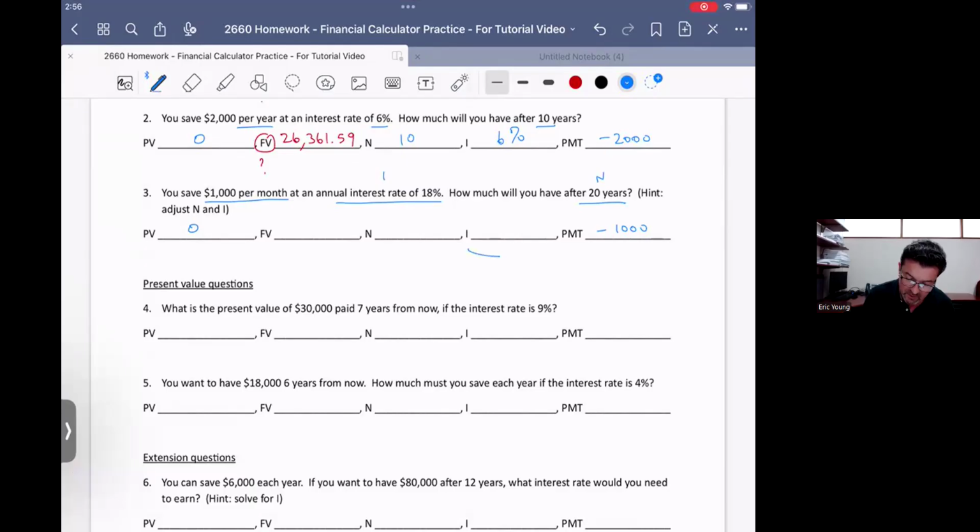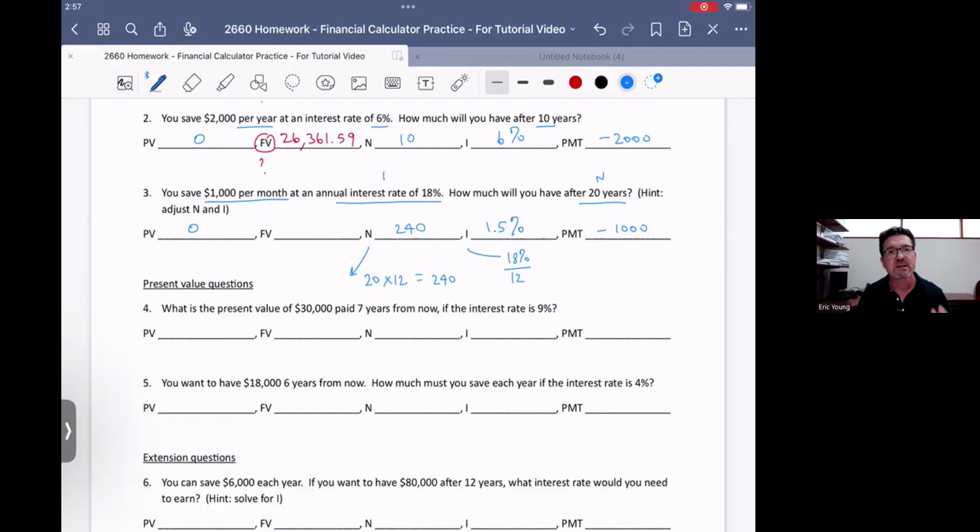For I, we divide 18% annual divided by 12, and we get 1.5%. This 1.5% is the monthly interest rate. If the annual was 18, you divide 18 by 12 months, you get a monthly rate of 1.5%. And equally, since it's 20 years, but we're talking about months, and there's 12 months per year, this is going to go to 240.